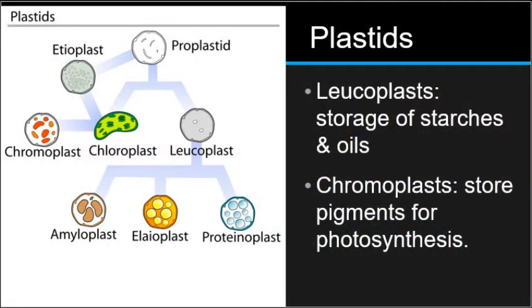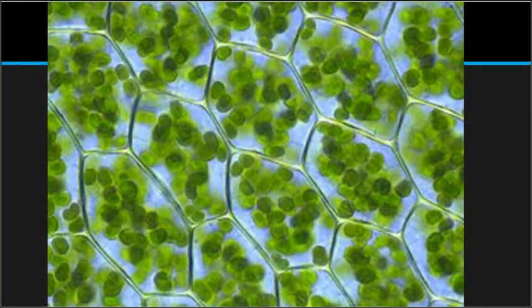Plastids, these are found in plants. So leucoplasts, they store starches and oils in them. So where are those? Right here, the white looking one, okay. And our chromoplasts have colors, so the chloroplast is one of those. All right. Here's chloroplasts inside cells of a plant. Notice they're not square, but they are rigid, right? They are geometric.